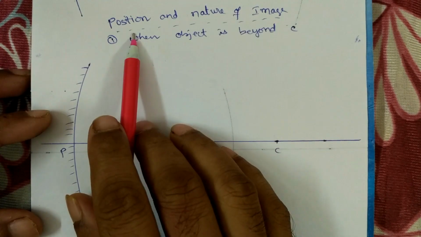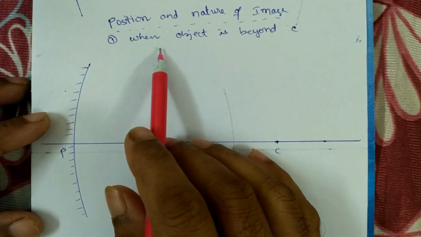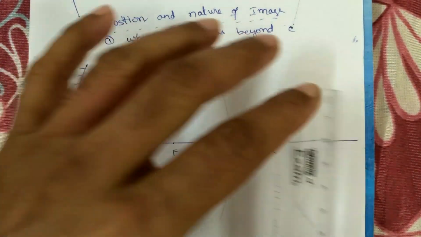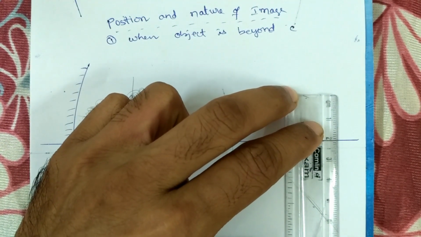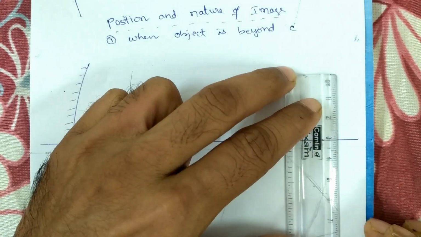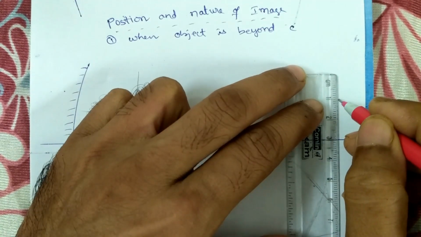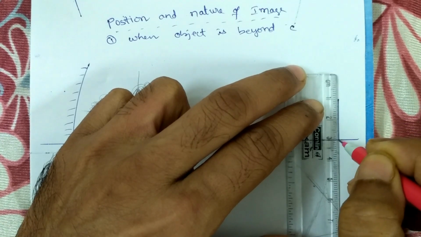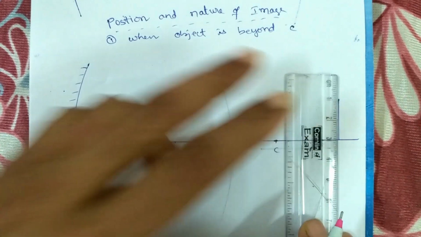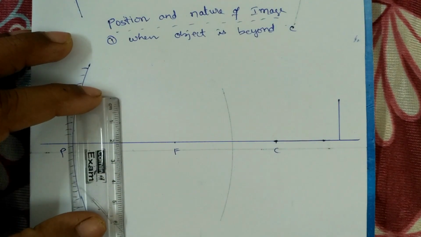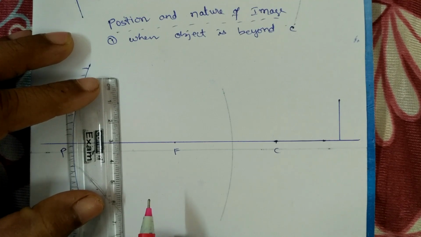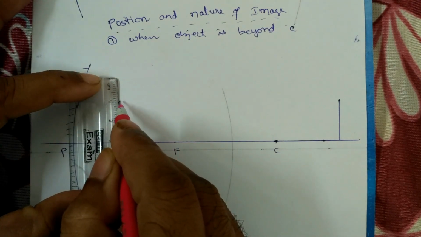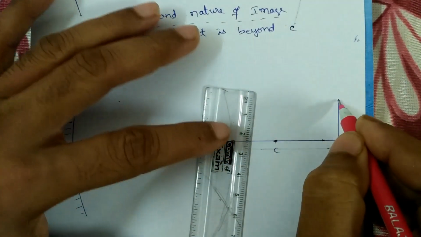Let us locate the position and find the nature of the image. First of all, when the object is beyond C. Beyond C, I am drawing an object of height 2 centimeters. With the same length, I am keeping a point here to draw a parallel line. Otherwise, the line may not be exactly parallel. I am keeping a point here. So this is the object.